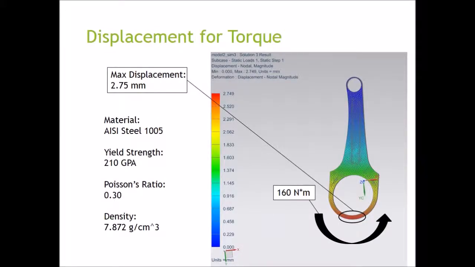The part was additionally analyzed for a torsion force of 160 newton meters around the large diameter. This is represented by the arrow in this image. It was found that the maximum displacement was 2.75 millimeters and is shown by the red area within the circle.